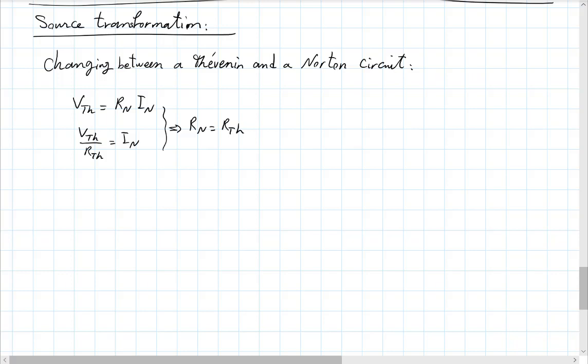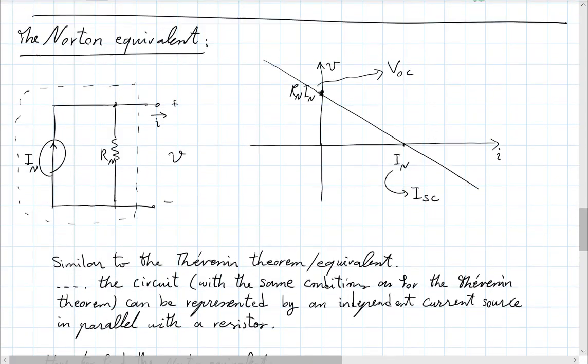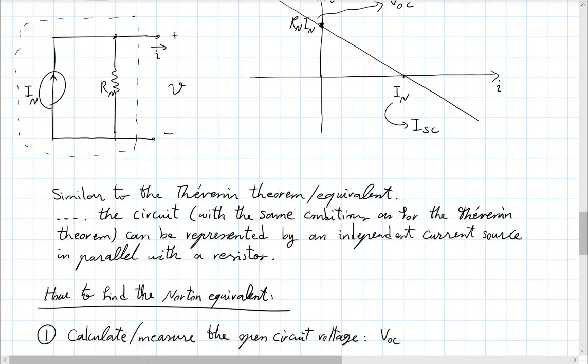The resistor stays the same. If you had a current source, IN, all you have to do is multiply it by that resistance, and you get the Thevenin representation, the Thevenin voltage. If you had the Thevenin voltage, you divide it by that resistance, you get the Norton current. The thing that will very often lead to mistakes is directions. So pay very close attention to the directions. Maybe I'll draw them next to each other.